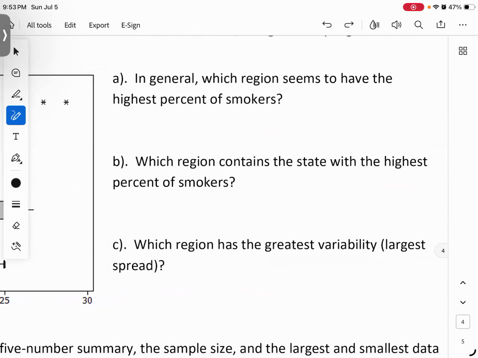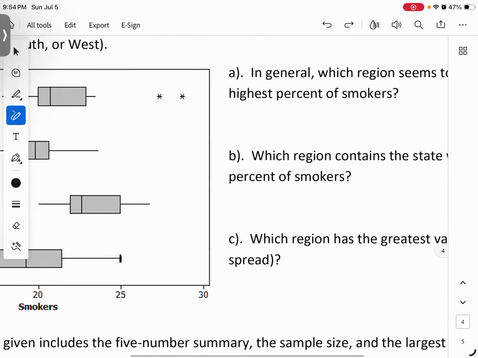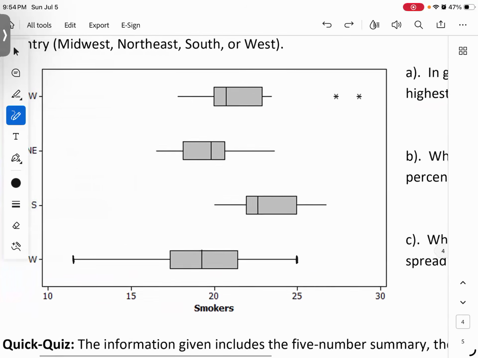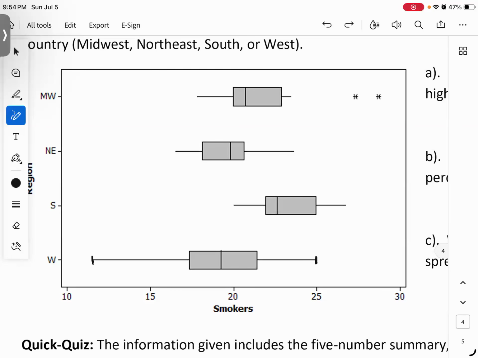And then what A is going to do, got to be careful here. The way that it's asking, it's saying in general, which region tends to have more people who are smoking. Now, the best thing to do, since some of these are more spread out than others, is to compare one number for each. And that's going to be the median. Again, the median is like the mean. It's trying to give us sort of an in between or middle number, right?